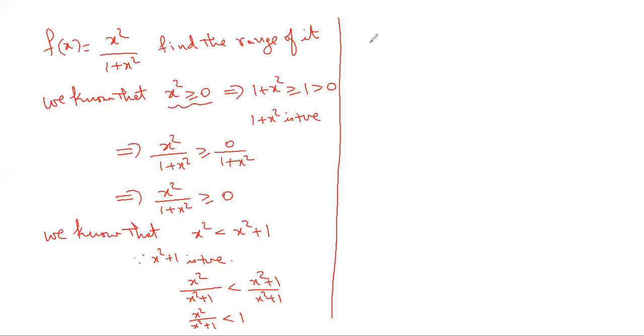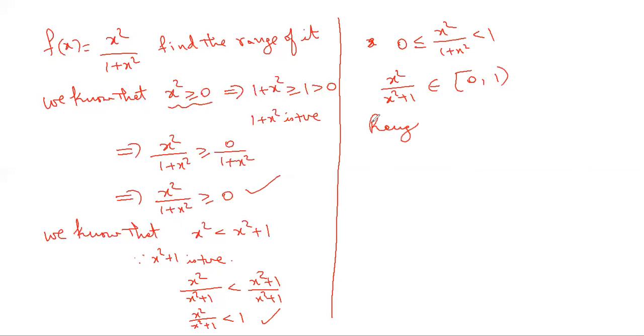Right? So the conclusion, this and this together, if you write: 0 is less than or equal to x square by 1 plus x square, which is less than 1. So x square by x square plus 1 belongs to closed 0 to open 1. So the range of f of x is closed 0 to 1. So this also should be considered as the second method.